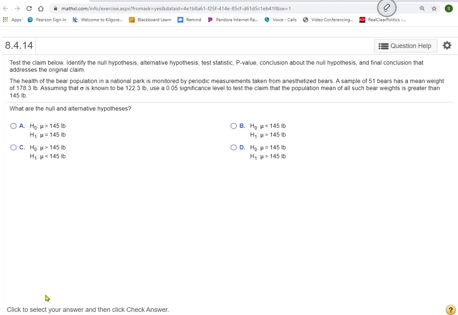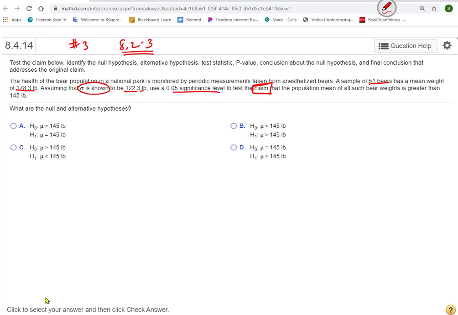So this is number 3 on the homework for 8.2 and 8.3. Test the claim below, identify the null hypothesis, alternative, and all those pieces. The health of the bear population in a national park is monitored by periodic measurements taken from the anesthetized bears. A sample of 51 bears has a mean weight of 178.3, assuming sigma is known to be 122.3. Use a 0.05 significance level to test the claim.